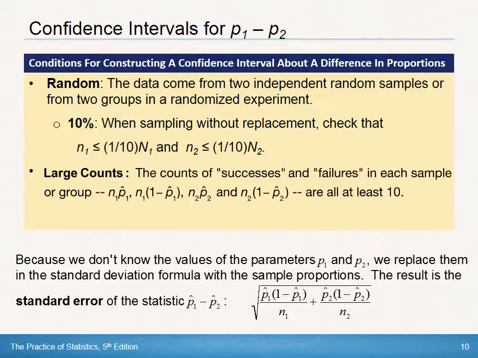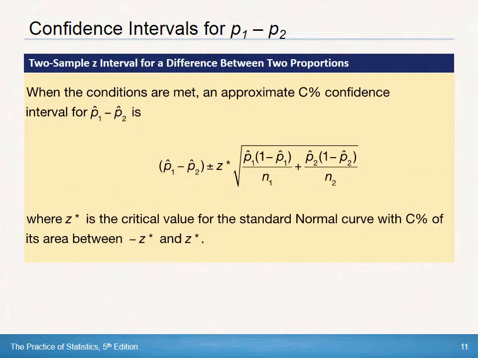Because we don't know the values of the parameters for the population, we replace them in the standard deviation formula with the sample proportions. The result is the standard error, which is the same equation as the standard deviation, but we're using p hat and q hat. So when conditions are met, an approximate C% confidence interval for the difference is: take your difference, add and subtract our z star times the standard error.